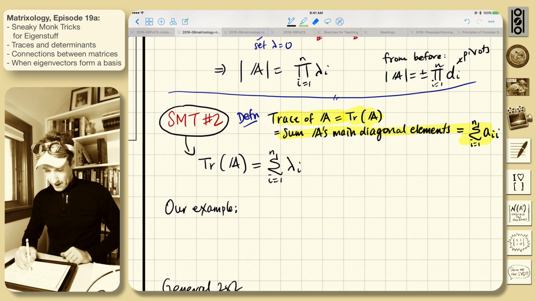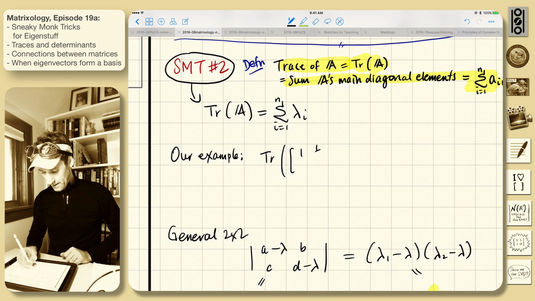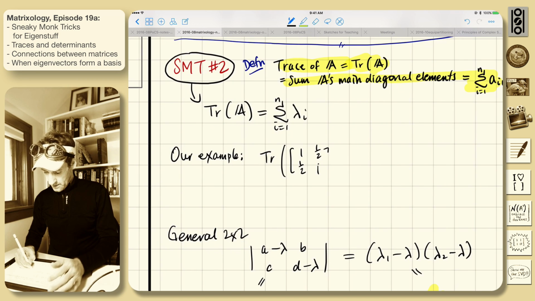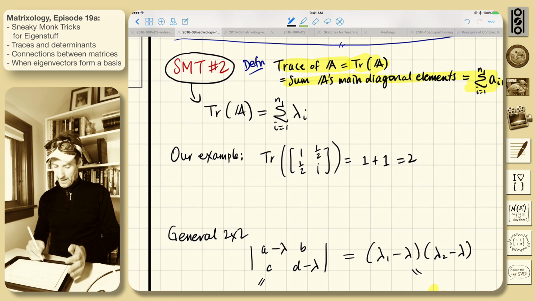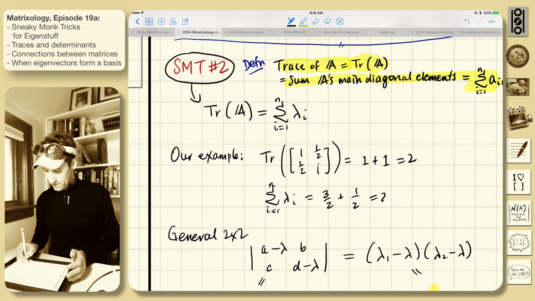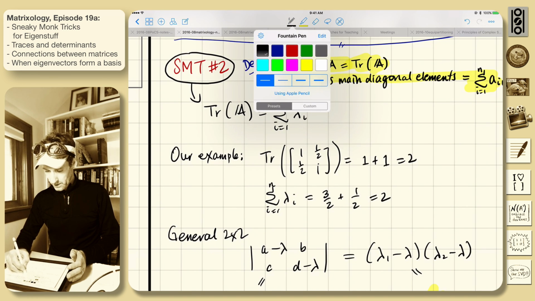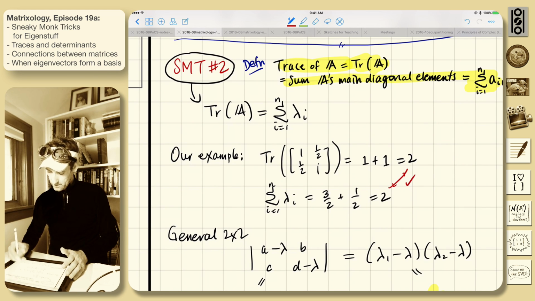Okay, so our example, very simple thing. The trace of 1, a half, 1 is just 1 plus 1 equals 2. And the sum of the eigenvalues for this example is 3 halves plus a half equals 2. So that seems a little magical, these are odd connections, very nice things.